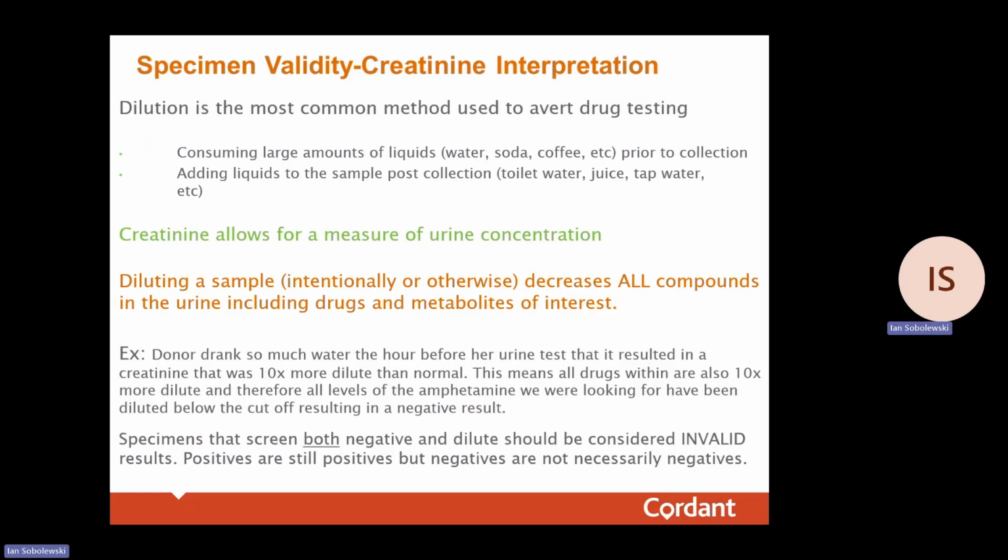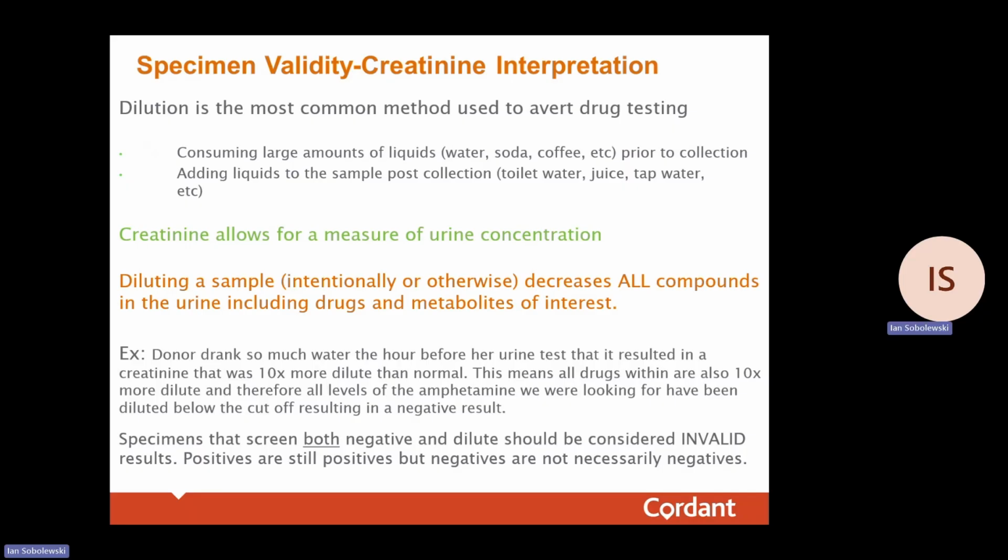Now, again, creatinine is very important because it is directly correlated with the amount of drug we would expect in a sample. So, in this example, a donor drank so much water an hour prior to their test that the resulting creatinine level was 10 times more dilute than normal. This means any drug that is also in that sample would also be 10 times more dilute, and therefore all levels of a drug we're looking for, say methamphetamine, would be diluted below the cutoff, resulting in a negative test result.